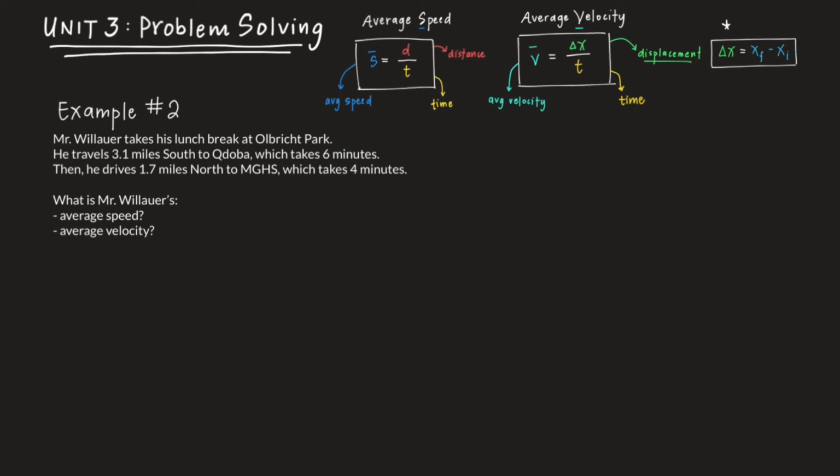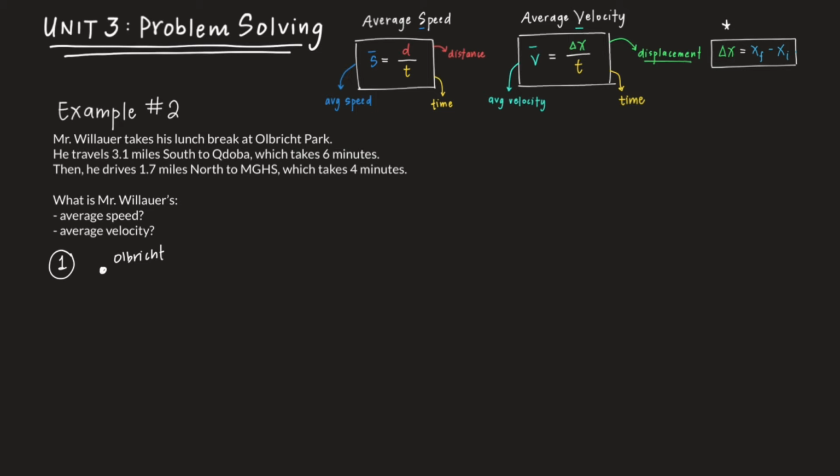So here's example number 2. Mr. Willauer takes his lunch break at Olbrich Park. He travels 3.1 miles south to Qdoba, which takes 6 minutes. Then he drives 1.7 miles north to MGHS, which takes 4 minutes. What is Mr. Willauer's average speed and average velocity?